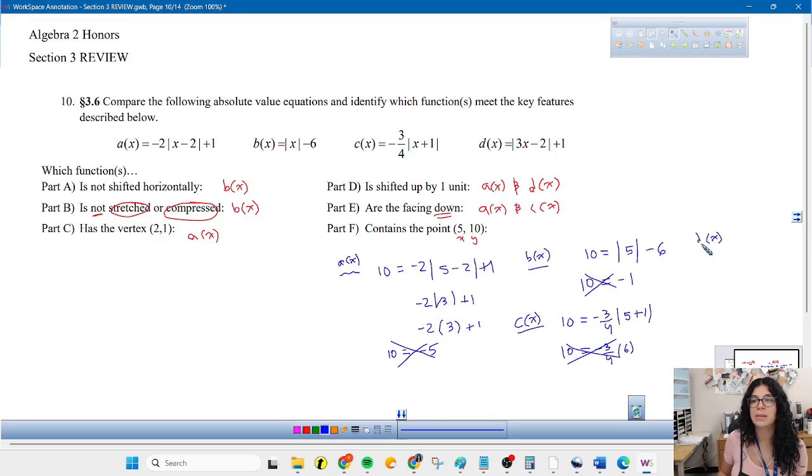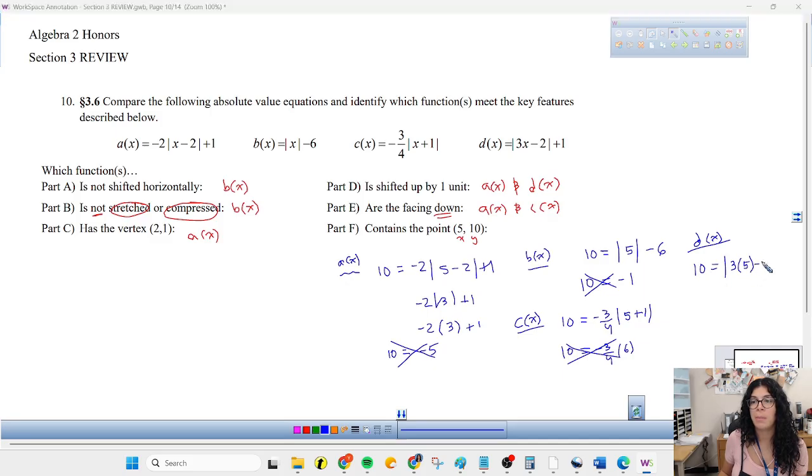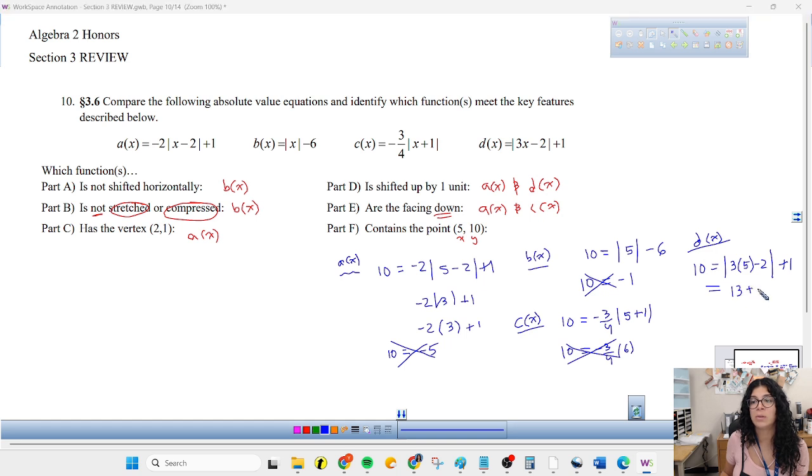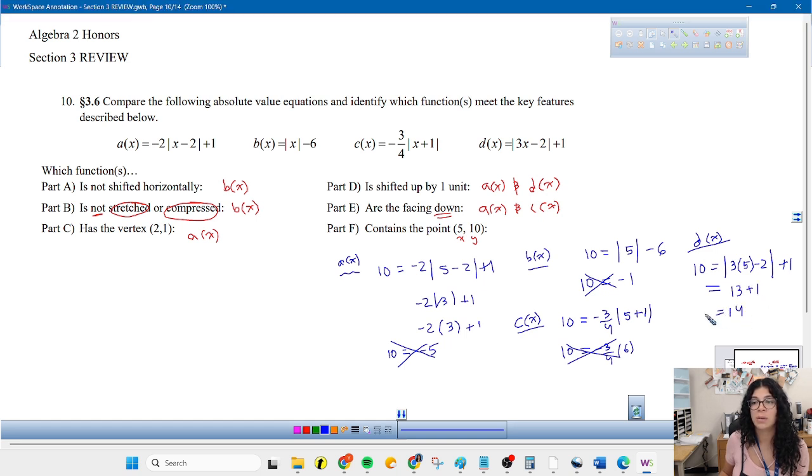Last one, D of x. Is 10 equal to the absolute value of 3 times 5 minus 2, plus 1? Well, 3 times 5 is 15. 15 minus 2 is 13. The absolute value of 13 is 13. 13 plus 1 is 14. So none of them work, okay? None of these equations contains the point 5, 10.